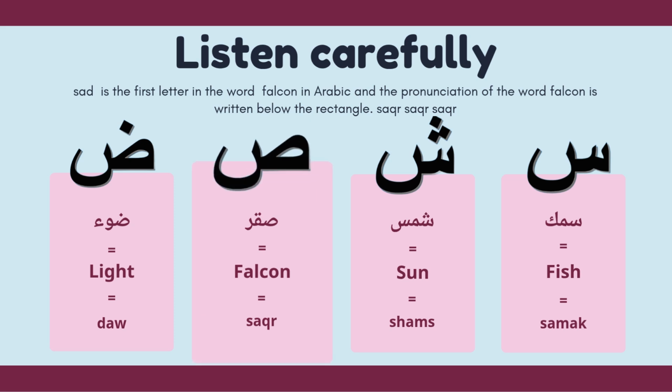Sad is the first letter in the word falcon in Arabic, and the pronunciation of the word falcon is written below the rectangle. Saqr, saqr, saqr.